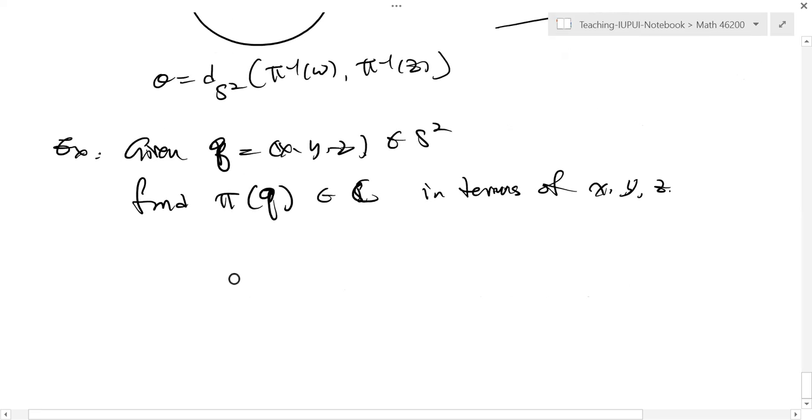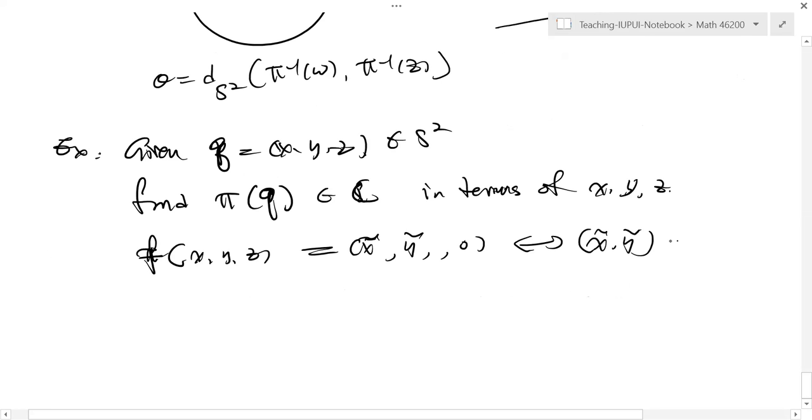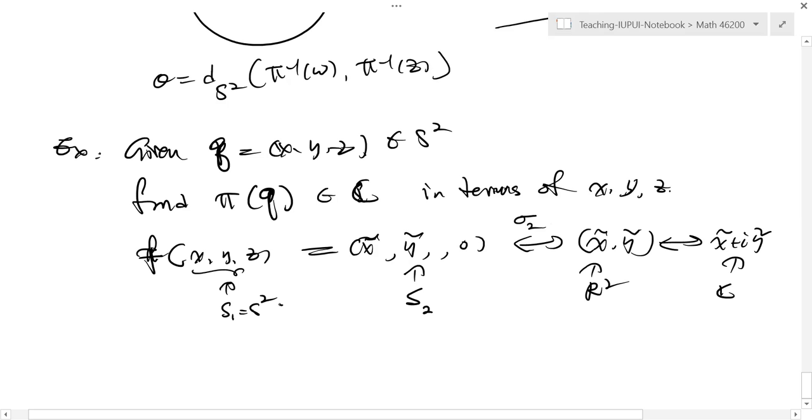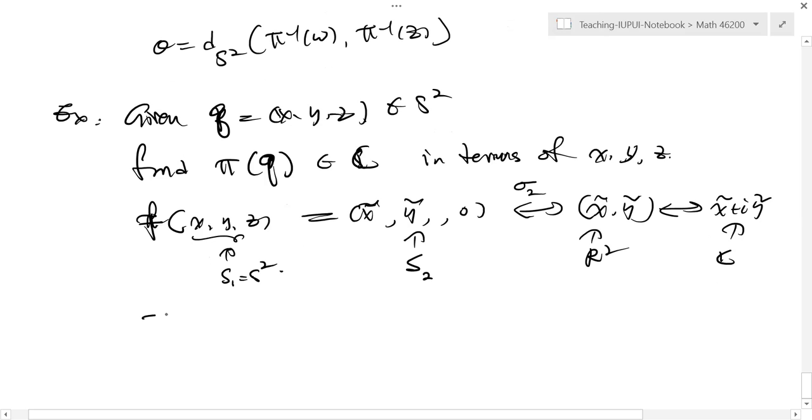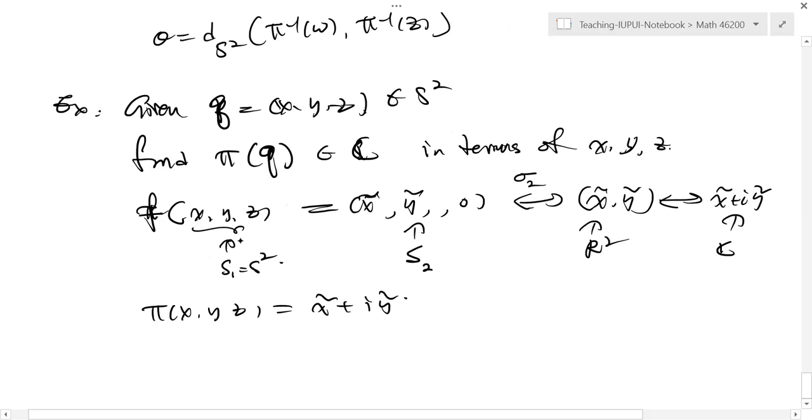Right, so here's a picture, okay? So pi of X, Y, Z is going to be the map, the point X, Y, Z to the tangent. This corresponds to a vector in R2, and that corresponds, by sigma two I think, to x tilde plus I y tilde. This is in R2, this is in C. This is in the S2, that is in the plane. Now if you draw this, it's very clear. My map pi of x, y, z is just x tilde plus I y tilde, just all the way from here directed to that point. That's pi.